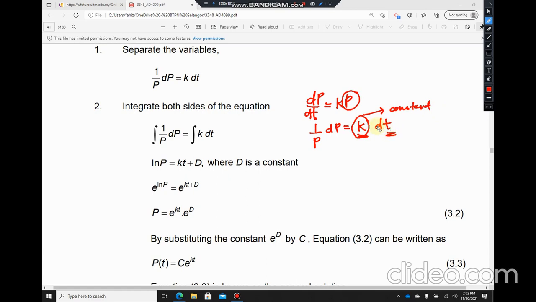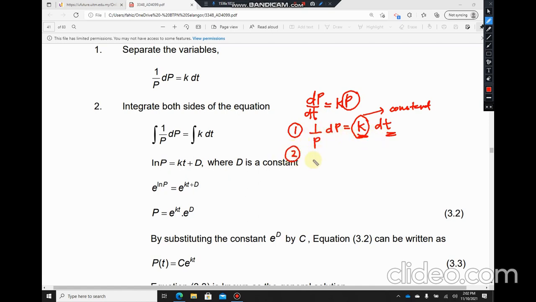Walaupun separable, kita akan kumpulkan variables yang sama, tapi K dia bukan variable, dia bukan function. Dia cuma constant. For example, K equals 9, K equals 10, K equals 100. So dia cuma equation. Okay, so first kita jadikan dia separable. Kita kumpulkan 1 over P dP equals K dt.